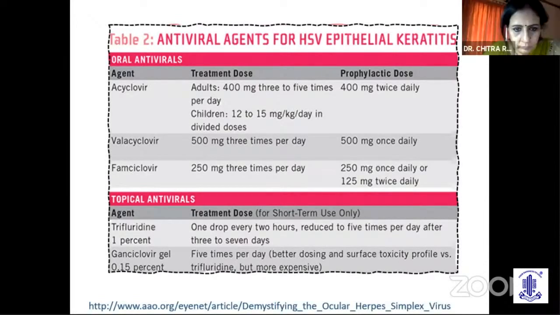The course of the disease is 2 to 3 weeks, and that is how long you want to give the antivirals. But suppose the patient is not compliant, or suppose it is an immunocompromised patient, and especially in the pediatric age group, then you may want to use systemic antiviral for epithelial disease.